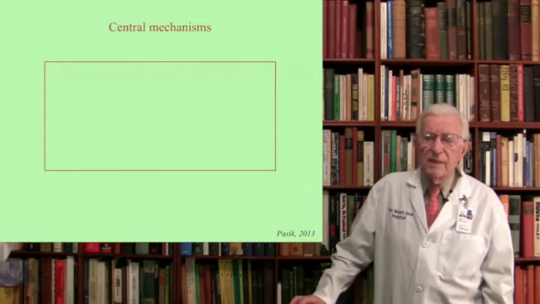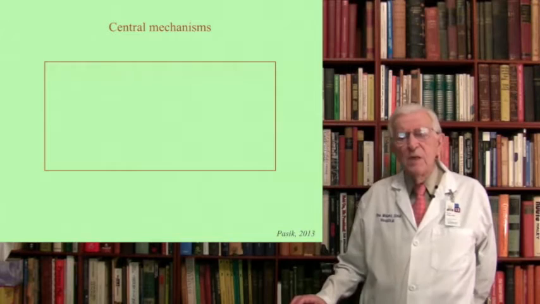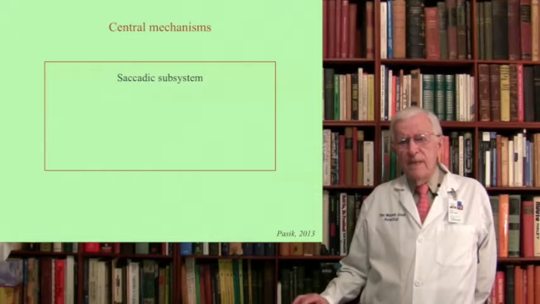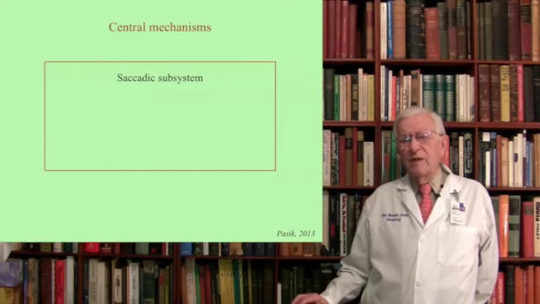Central mechanisms. In central mechanisms, you have to differentiate several subsystems within the oculomotor system that fulfill different functions and utilize different mechanisms. We start with the so-called saccadic subsystem. This subsystem takes care of saccades, which we'll define in a moment, and also of the fast phases of nystagmus.